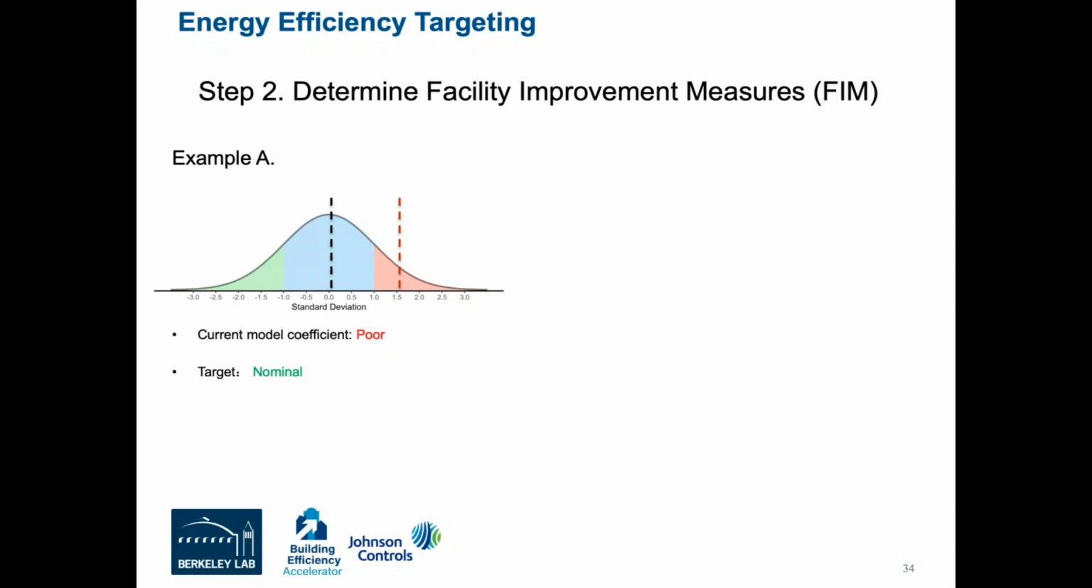And the user set a target for nominal. Because the target performance is better than the current model coefficient performance for the electric baseload coefficient, the target is better than current. So Better would identify 1 or more facility improvement measures that would help improve and bring that electric baseload performance from poor to median, to nominal.